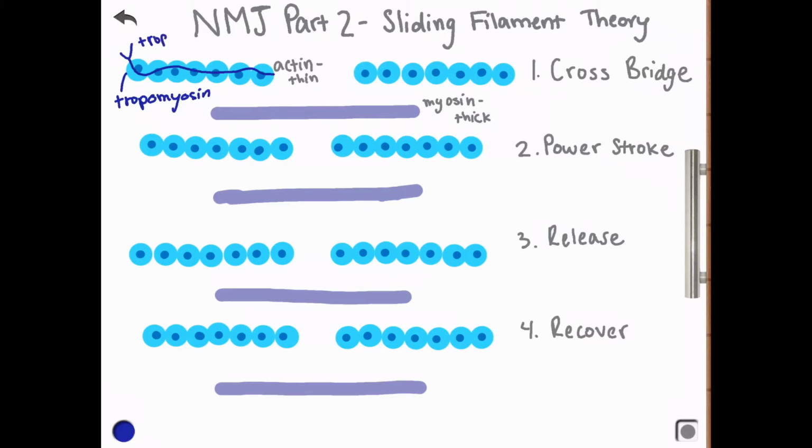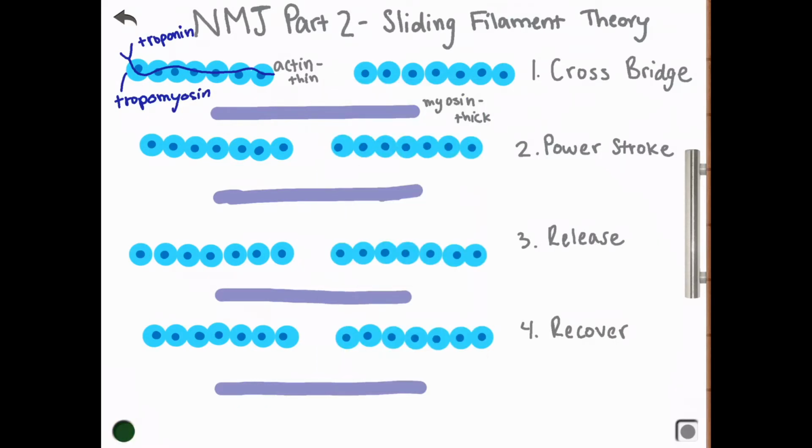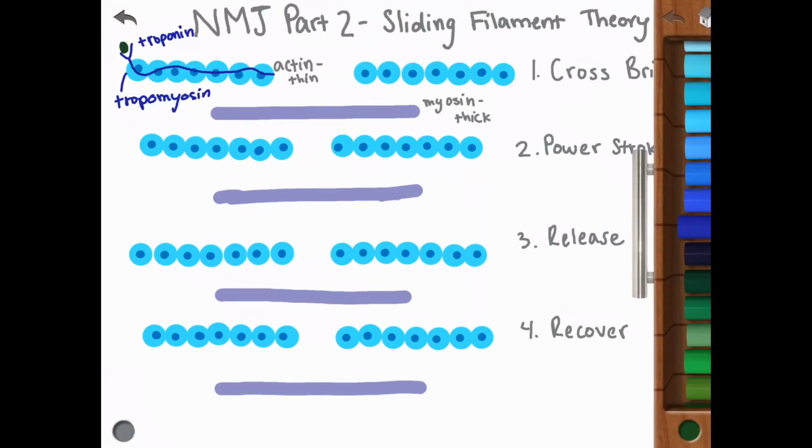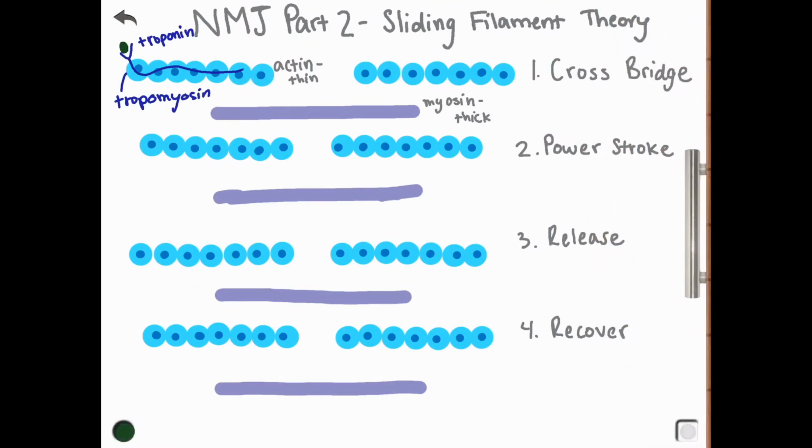Now tropomyosin is controlled by a little receptor called troponin. Troponin responds to calcium. If you remember from part 1 of this video, calcium has just been released from the sarcoplasmic reticulum and it's going to come and activate the sliding filament theory. It does that by binding to troponin. Now when calcium binds to troponin, that allows tropomyosin to be moved out of the way so that those actin binding sites are now free.